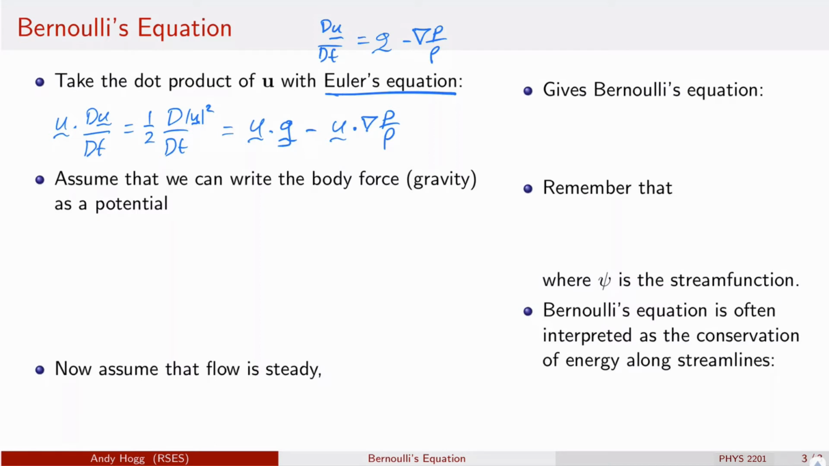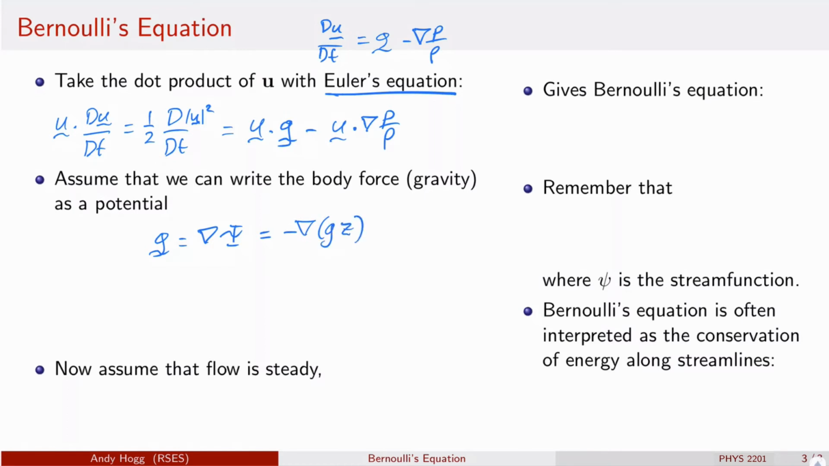The next thing I'll do is assume that I can write the body force, or the gravity, as a potential. To do that I just write G is equal to grad of capital Psi, where capital Psi is the potential field, not to be confused with the stream function lowercase psi. And we know that for the case of gravity this potential field is just negative g times z.